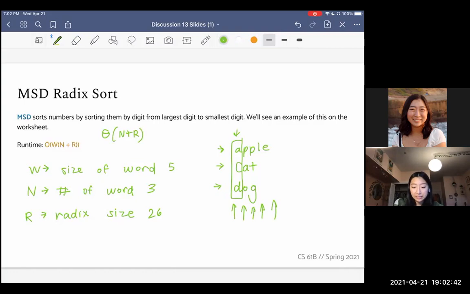So because of this, if the best case is theta n plus R, and the worst case is theta W times n plus R, then we can say a big O bound, or in other words, an upper bound on how bad or slow this algorithm could possibly be, is W times n plus R. And so because that is an upper bound, we can say that the runtime of MSD radix sort overall is in big O of W times n plus R.